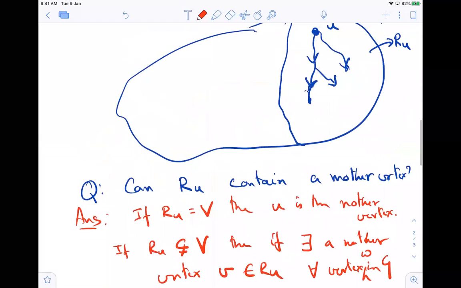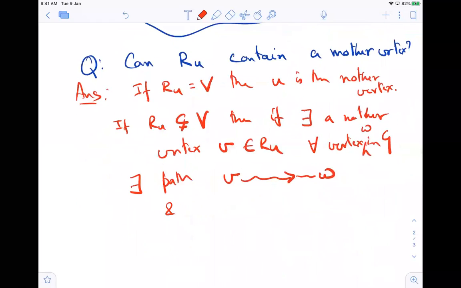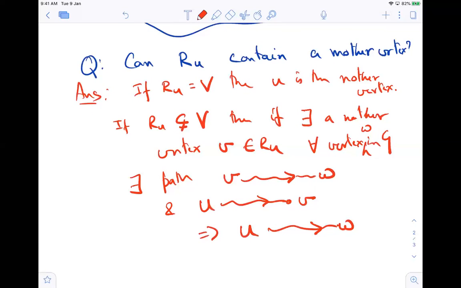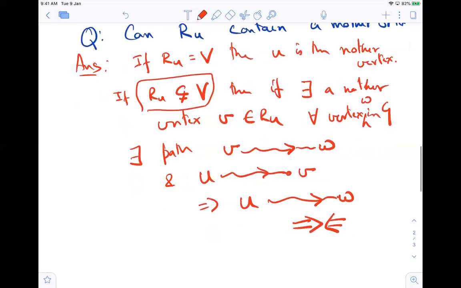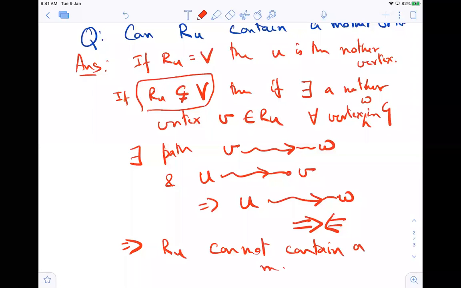And because V is in R of U, there is a directed path from U to V, which means that there is a directed path from U to W, which is not possible. That gives a contradiction, because I started with this fact. So that means R of U cannot contain a mother vertex. Excellent. We have made some progress.